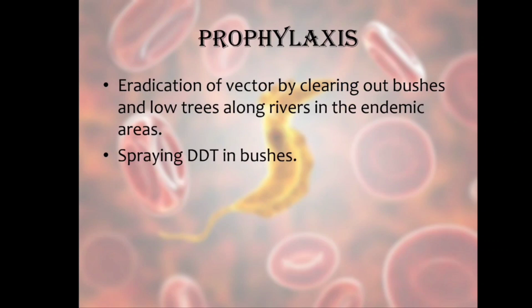The ways to prevent the disease, that is, prophylaxis of the disease, is obviously by eradicating or killing the vector which is responsible for its transmission, that is the tsetse fly, and that we can do by destroying its habitat, that is, clearing out the bushes and the low trees along rivers in the endemic areas, and also we can spray insecticides like DDT, which can kill the insect.